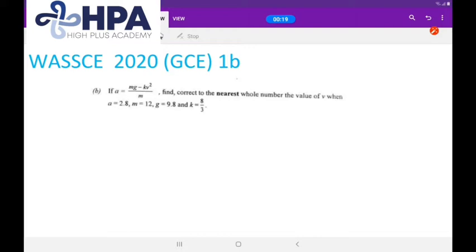Now the question says, if a equals mg minus kv squared over m, find v correct to the nearest whole number. Please note that in WAEC they always test if you can follow the rules and regulations of the question. Now this question is talking about change of formula. The first thing you can do is to make v the subject of the formula.